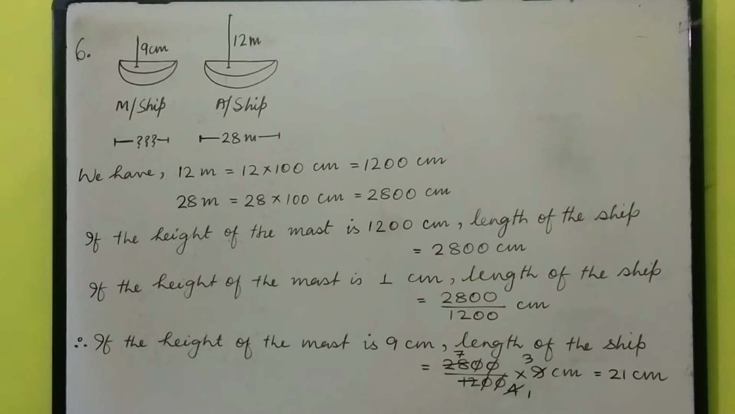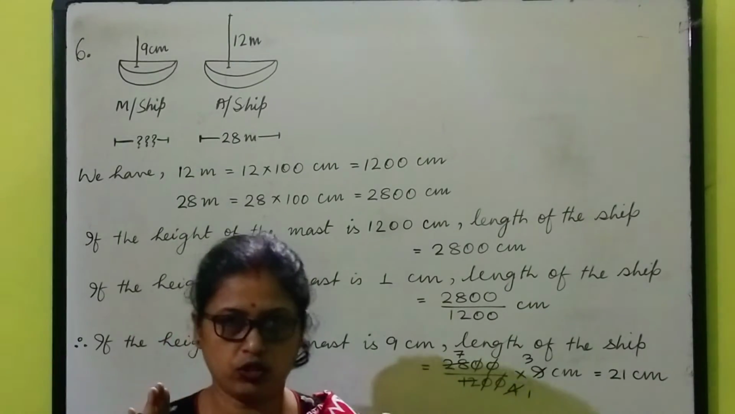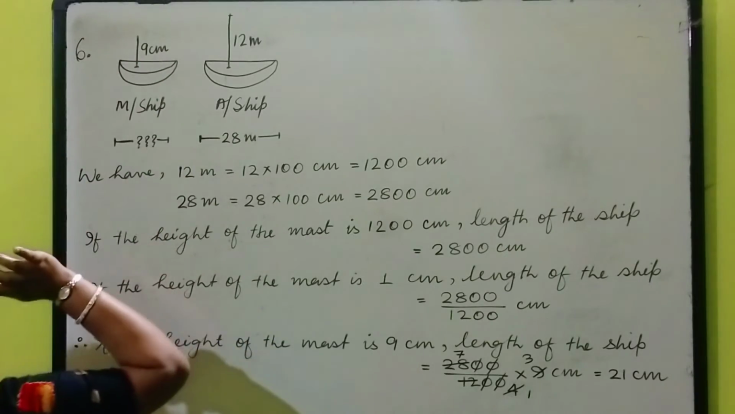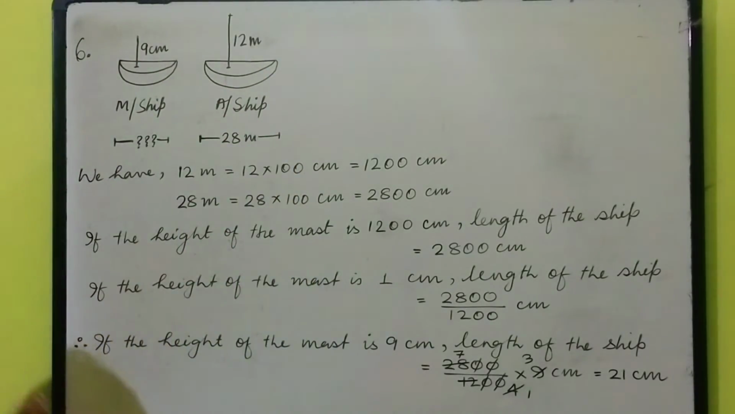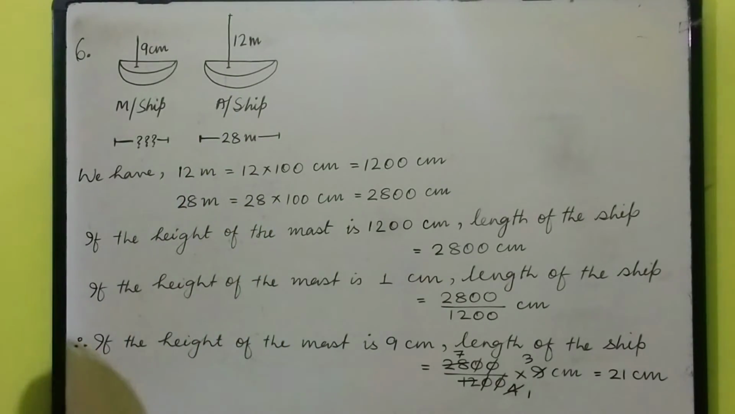You have to find it out. Now, we will take the height of the mast as the point. Okay. So, what to do? Here you see, the height of the mast is given in centimeter. Here this is in meter, this is also in meter. First of all, let us change these two in centimeters.